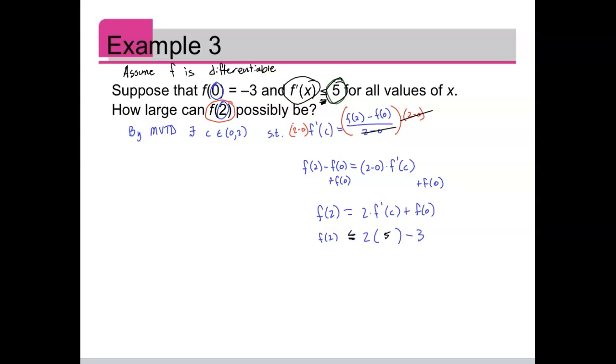And so now I know f of 2 has to be less than or equal to whatever is on the right-hand side of this inequality. And I'll just go ahead and simplify that right-hand side. So 2 times 5 minus 3. f of 2 has to be less than or equal to 7. So f of 2 can be 7 at the largest.